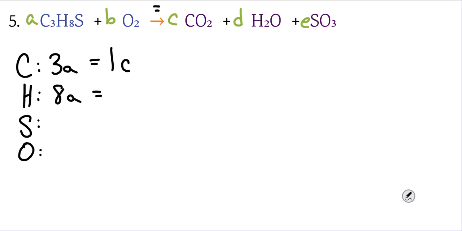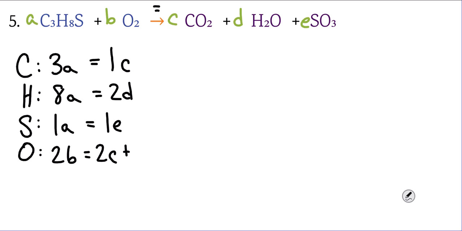We have 3 carbons on the reactant side and 1 on the product side. Notice which variable, which coefficient they're associated with. We'll do the same thing with all of the other atoms.